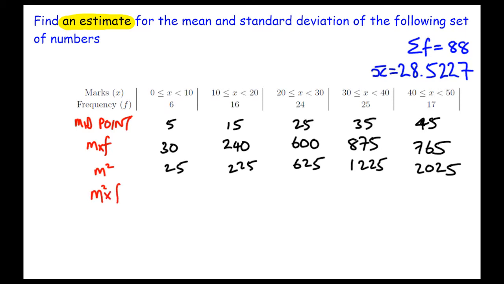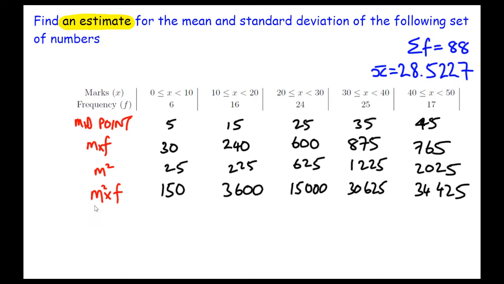Now, this midpoint squared, I would like to multiply by the frequency. So midpoint squared times frequency. And this is actually going to give some quite large numbers. Be on the lookout. 150, 3,600, 15,000, 30,625, and 34,425.